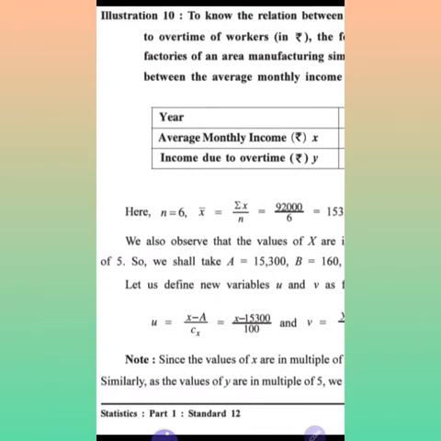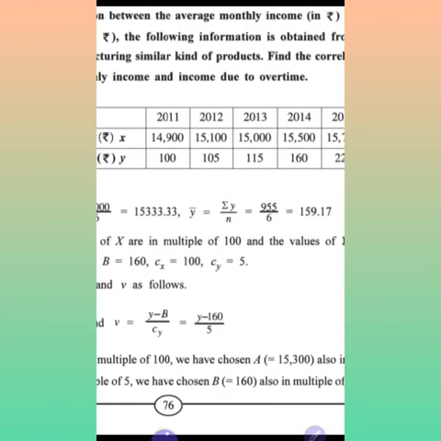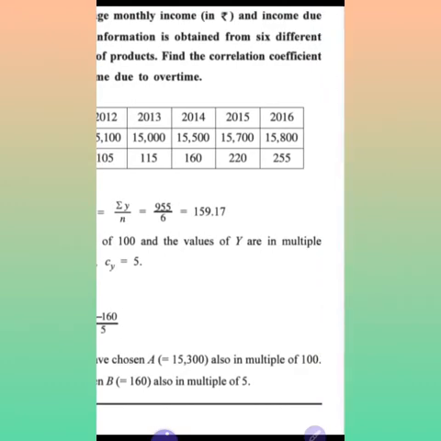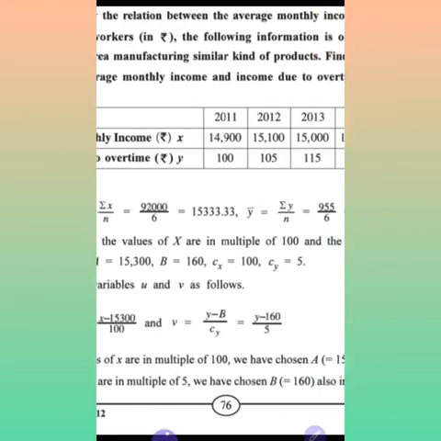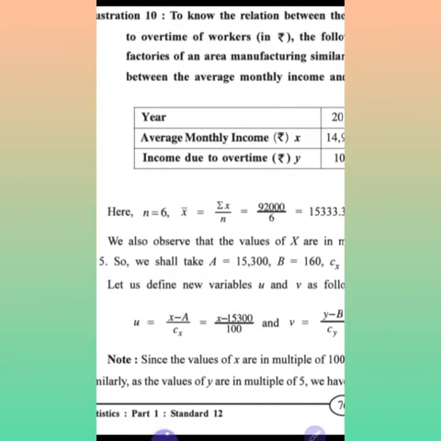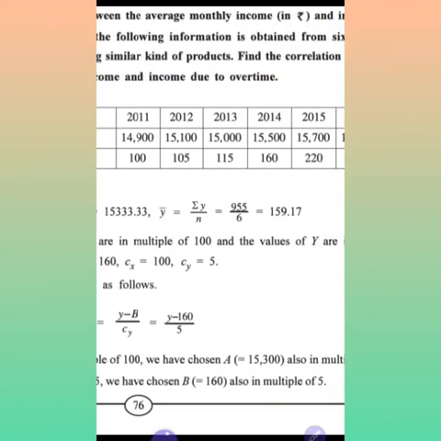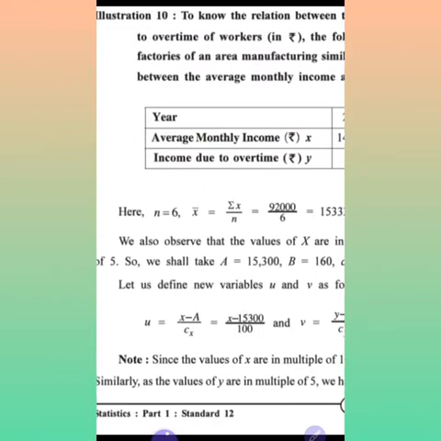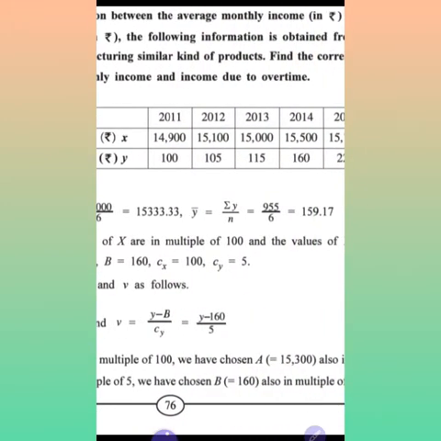Here now, children, we shall discuss our 10th sum. See our 10th example. To know the relation between the average monthly income in rupees and the income due to the overtime of the workers, the following information is obtained from 6 different factories of an area manufacturing similar kind of products. Find the correlation coefficient between the average monthly income and the income due to overtime.